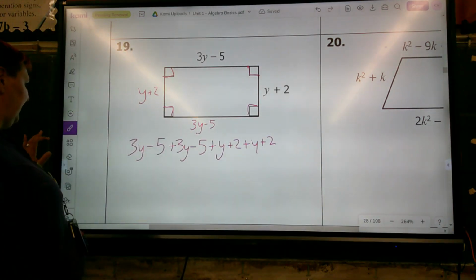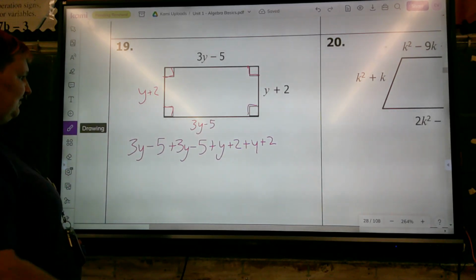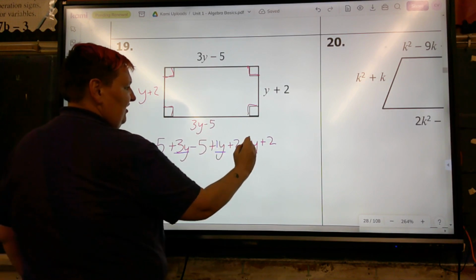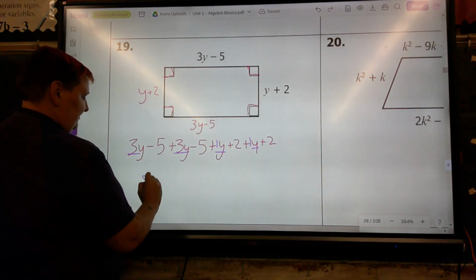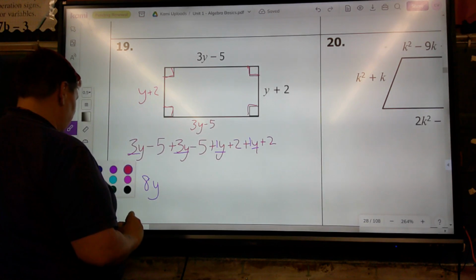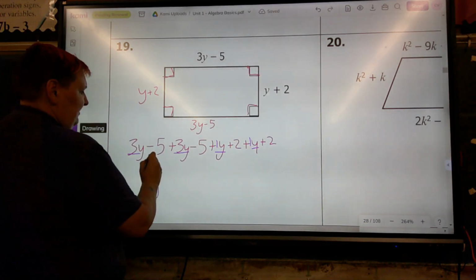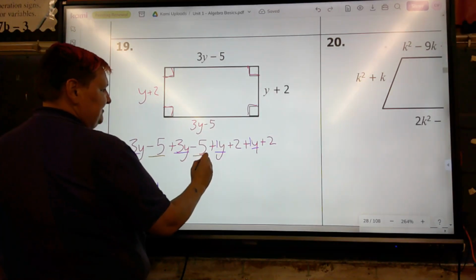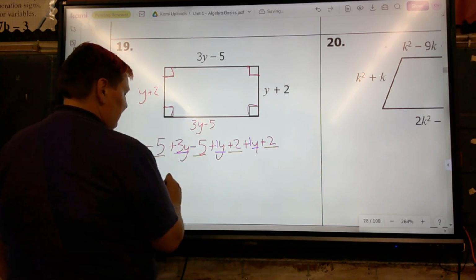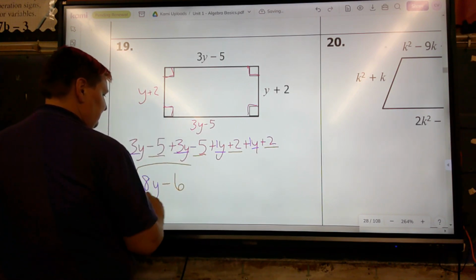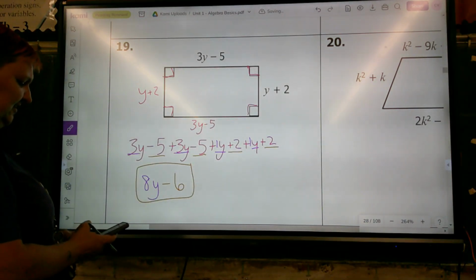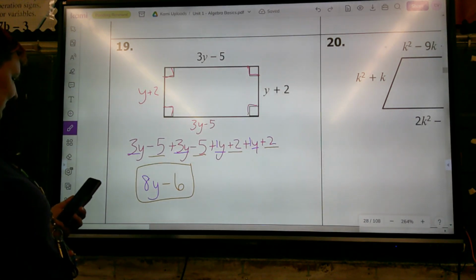And then just combine your like terms. We have 3y, 6y, 7y, 8y. 8y. And then we have negative 5. Negative 5 is negative 10. Plus 2 is negative 8. Plus 2 is negative 6. All I did was combine all the like terms.